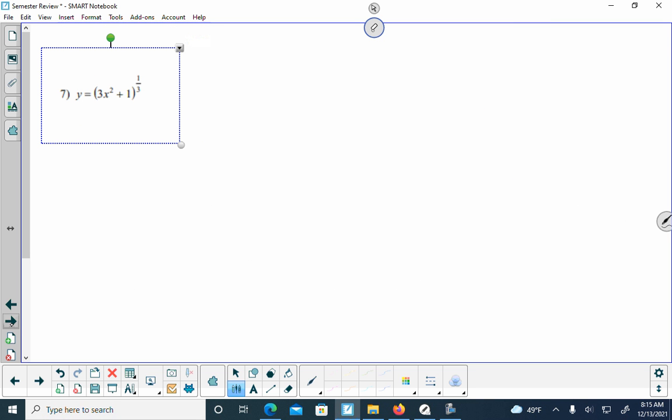I am going to use the chain rule, so I'm taking the derivative of something raised to the 1/3 power. So when I do that, I'm going to have 1/3 times that 3x squared plus 1, reduce the power by 1, so that'll be negative 2/3. Then look inside and take the derivative of what's inside. So take 2 times 3, get 6x. The derivative of 1 is 0.